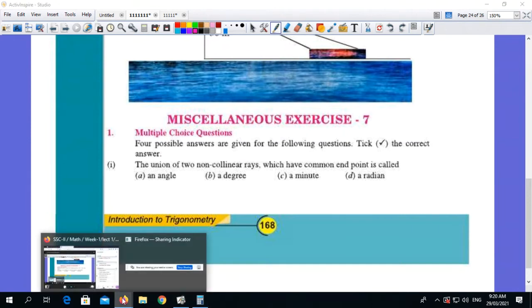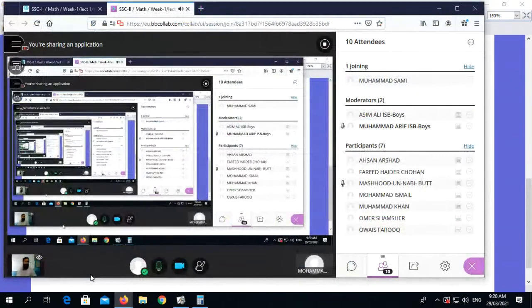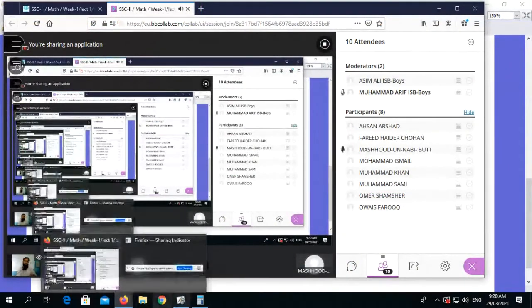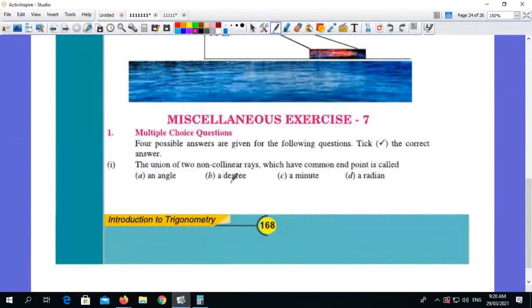Yes, Mashu. Angle. Angle, yes. Why? Because degree and radian are units to measure the angle, and a minute is equal to 60 seconds. So the correct option is angle. Good.